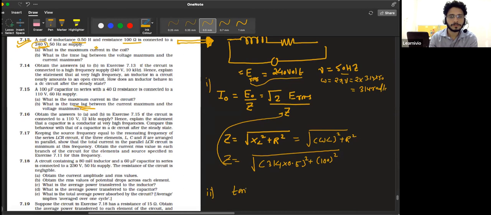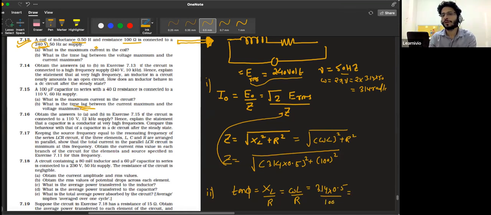Sir, XL minus XC. Which circuit is this? Is it an LCR circuit or just an RL circuit? XL by R. How much is XL? It's omega L divided by R. How much is omega? It's 314. How much is L? It's 0.5 divided by R, which is 100. So when you multiply it, it will be 157 by 100.